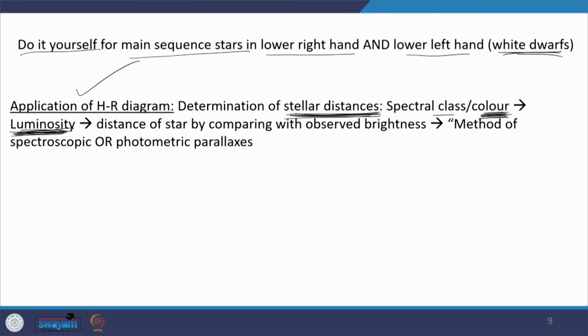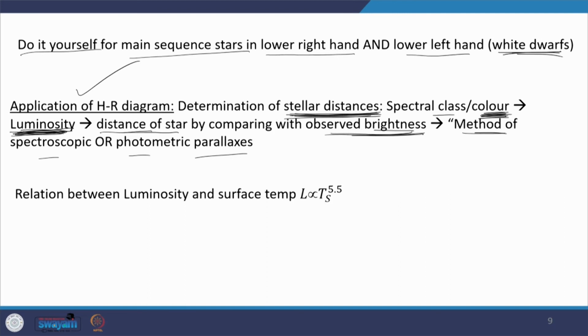Okay? So, once this luminosity is known, one can find the distance of the star by comparing with the observed brightness. This is called the method of spectroscopic or photometric parallaxes. So, this is one of the important applications of the HR diagram.